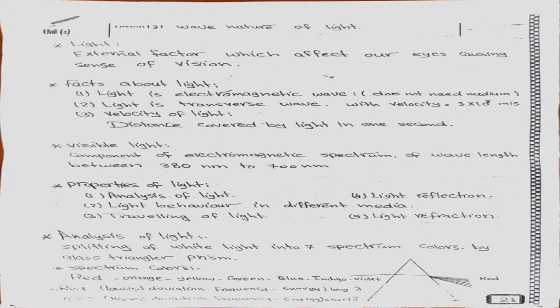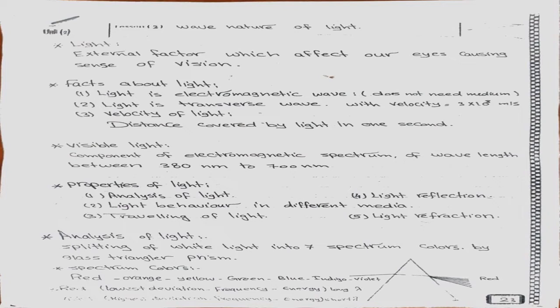What are the 7 spectrum colors? Red, orange, yellow, green, blue, indigo, violet.